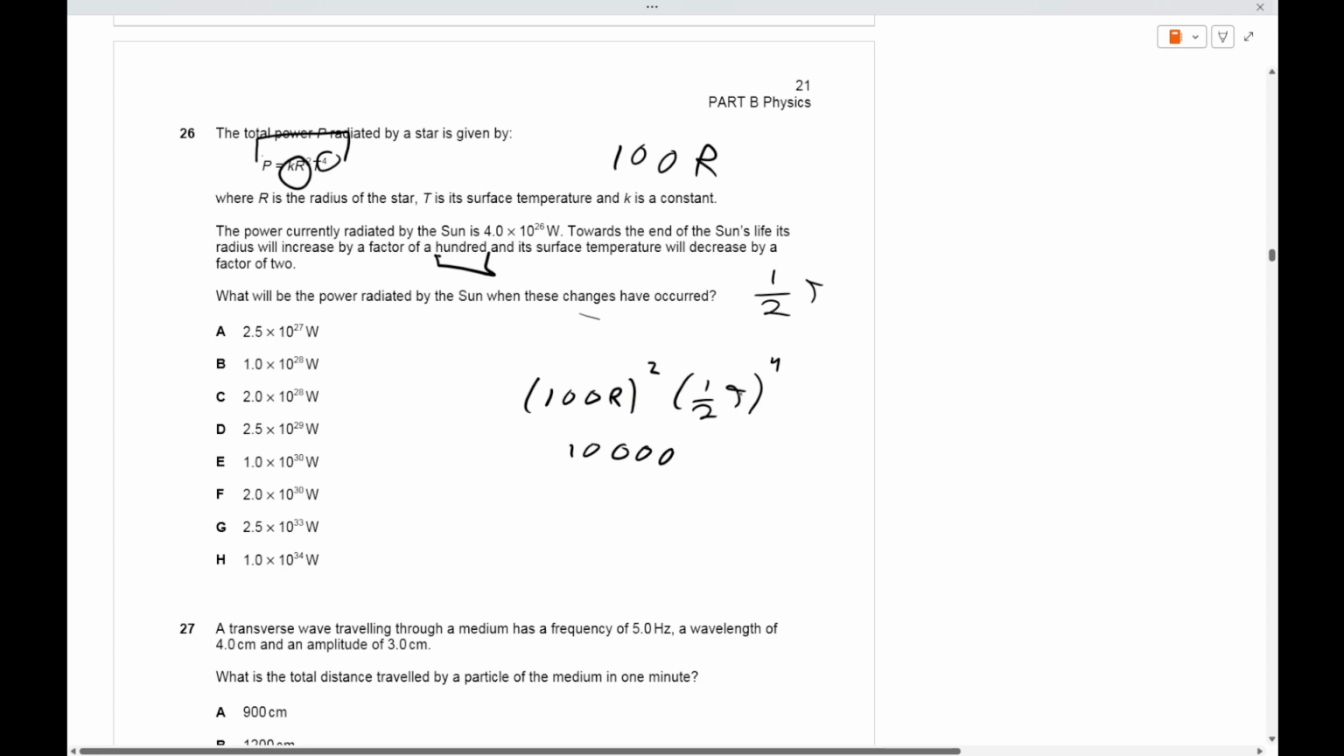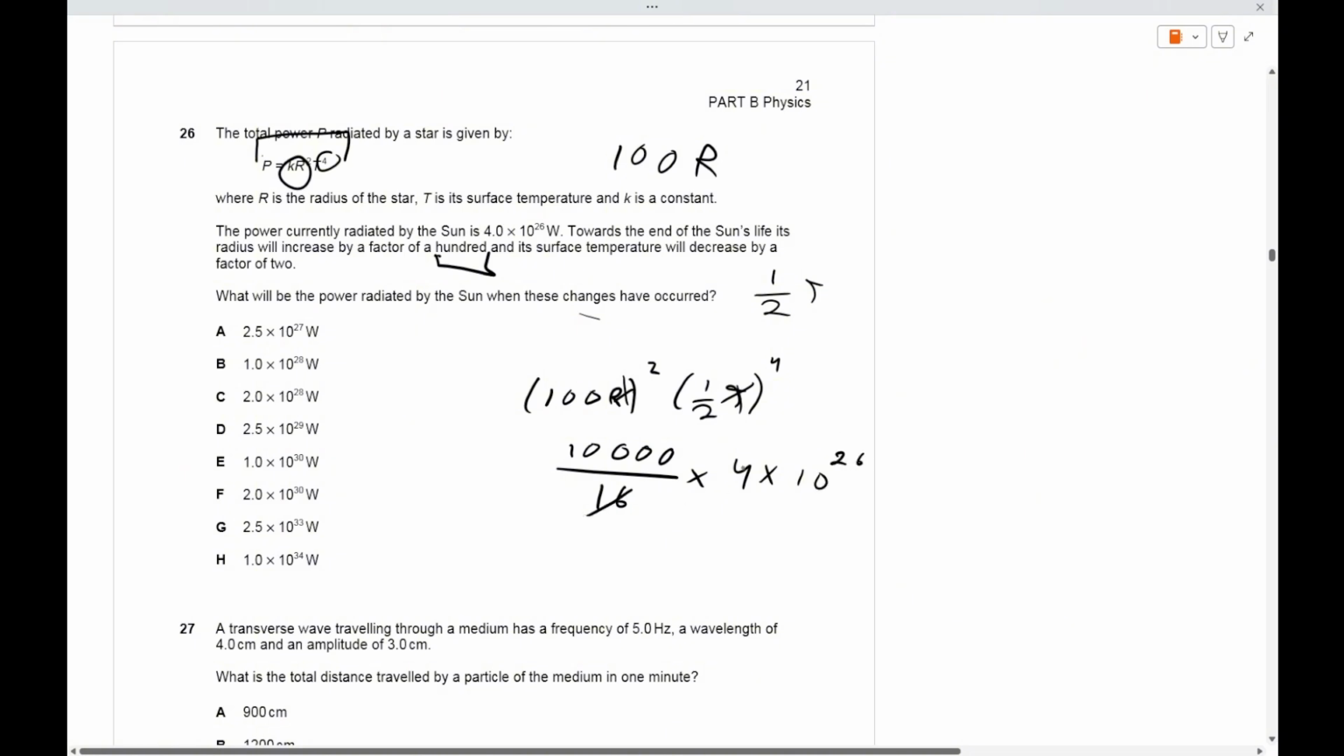We can ignore this actually, because we're just going to have to focus on the numbers. And it's going to be 10,000 over 2 over 2 over 2 to the power of 4, which is equal to 16. Then you can simplify a bit. Before simplifying, know that you're going to have to times by 4 times 10 to the power of 26.